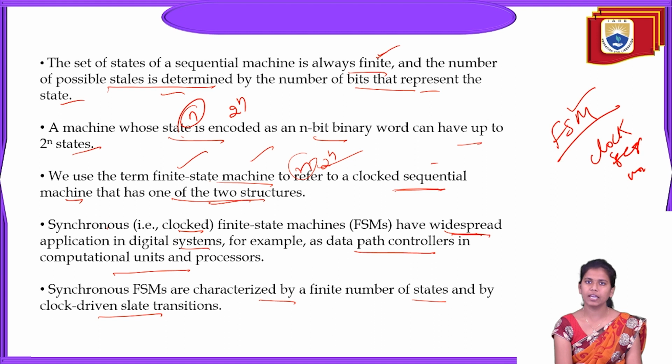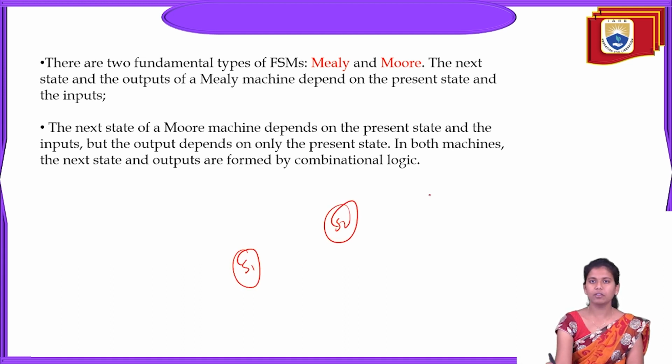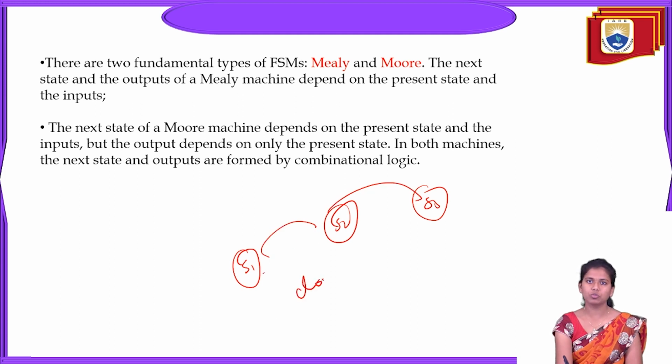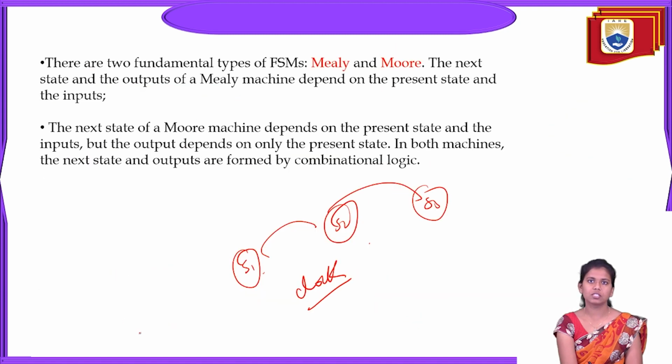So, as the name indicates, the finite state machines are characterized by a finite number of states. Only a finite number of states can be seen in finite state machines, along with clock-driven state transitions. The state transition is the occurrence of transitions from state 1 to state 2 and from state 2 to state 3. The occurrence of state 1 and 2 can be observed with respect to the clock transition. Clock-driven transitions can be seen with respect to the different states.